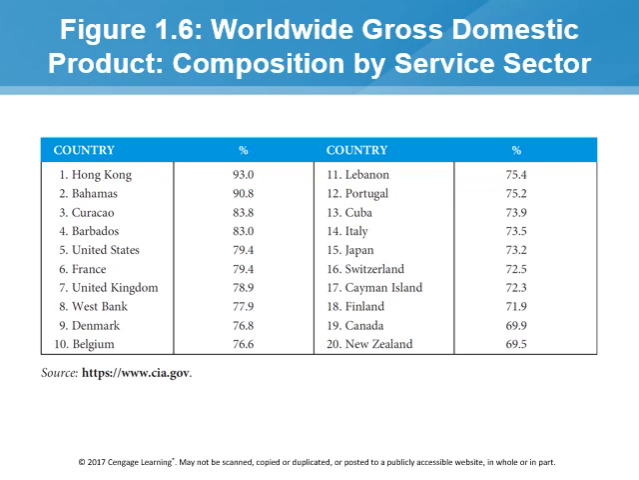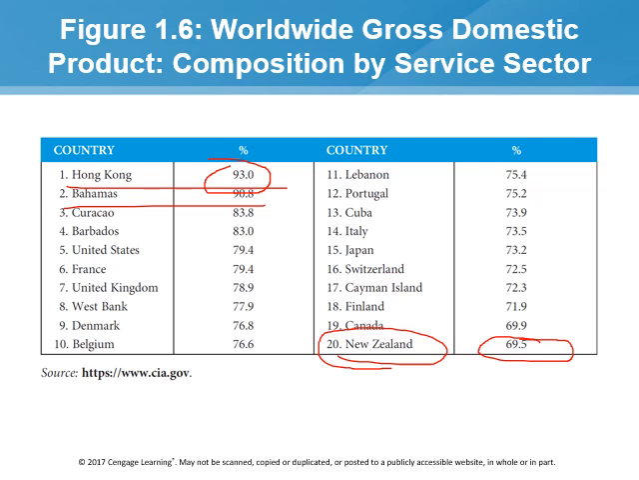For example, if you look at this, you will realize that in Hong Kong, Bahamas, or New Zealand, see what I was telling you, there are even countries whose entire GDP is based on services. So Hong Kong, Bahamas, Curacao, or Barbados, or United States, France, United Kingdom, you name it, every other smaller or bigger country, their GDP is actually dependent upon the service sector. So even the lowest ranking has about 70%, as I mentioned.